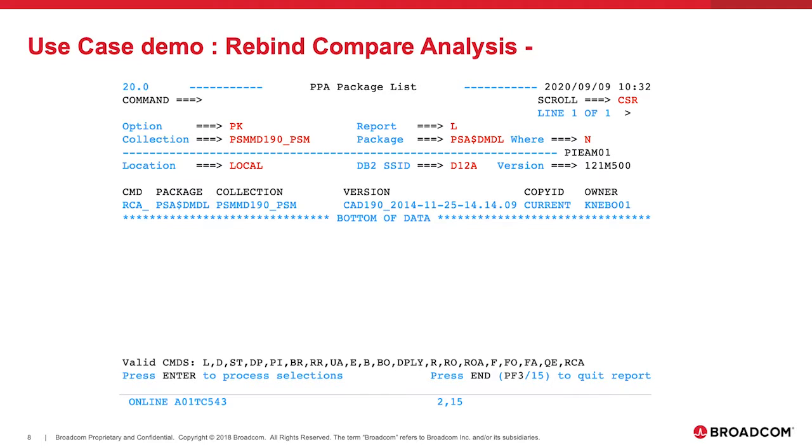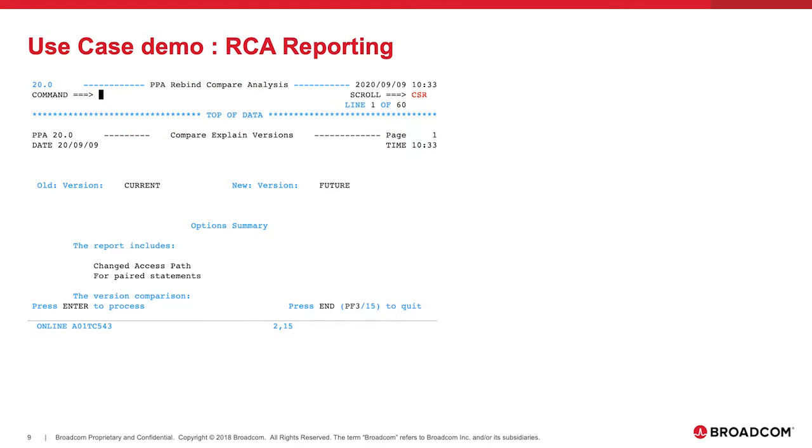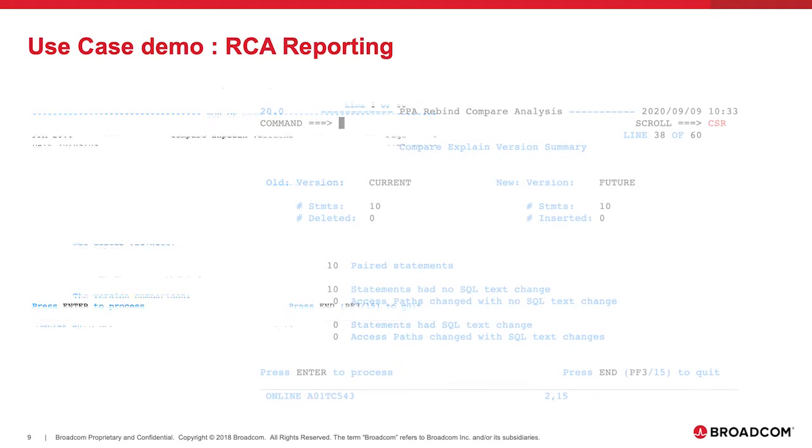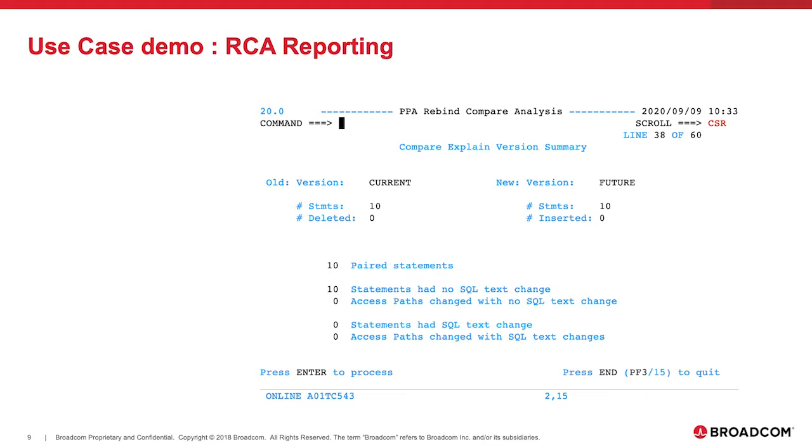In the line command, I will put RCA, the Rebind Compare Analysis command, and the analysis will run. In this case, obviously, I will have the old version and the new version. In this case it is exactly the same, and the result is that there is no change in the package SQL or host variable or access path.